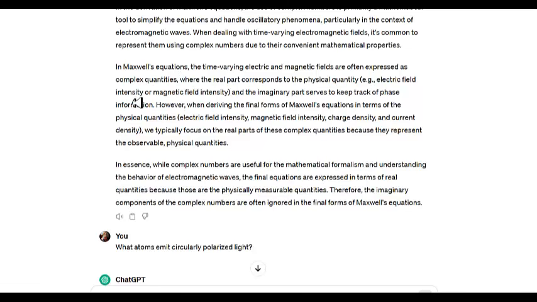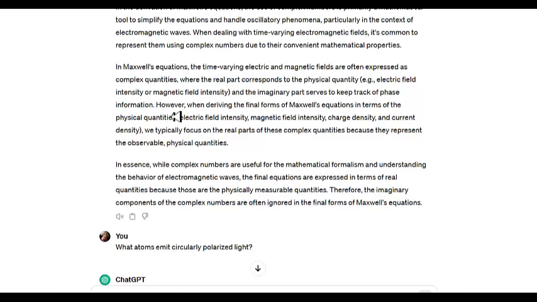and the imaginary part serves to keep track of the phase information. Now, in terms of the 2x2 matrix version of Euler's formula, both the forward diagonal and the backward diagonal, the cosine and sine terms, have to keep track of the phase. And so I don't really agree with this logic here.